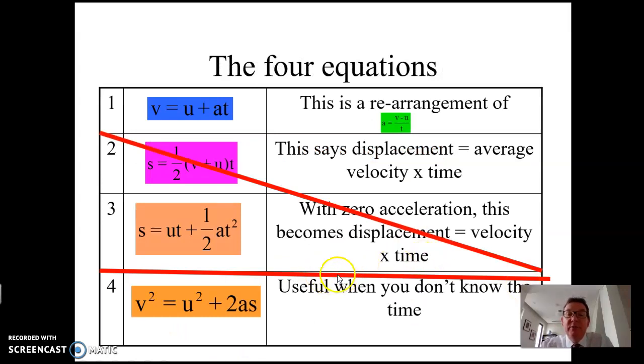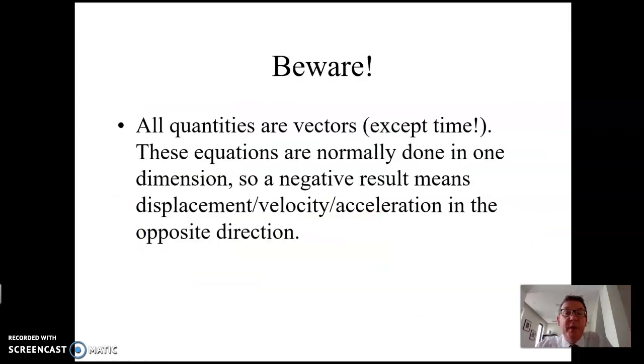Okay, these are them. Oh, sorry, I've made a mistake on this slide. You're only going to use 2 of them. So you're going to use this one, v equals u plus at. That's just a rearrangement of a equals v minus u over t. And we're going to use this one on the bottom: v squared equals u squared plus 2as. You're not going to use the ones in the middle. You'll learn that in year 12 when you do A-level or IB physics.